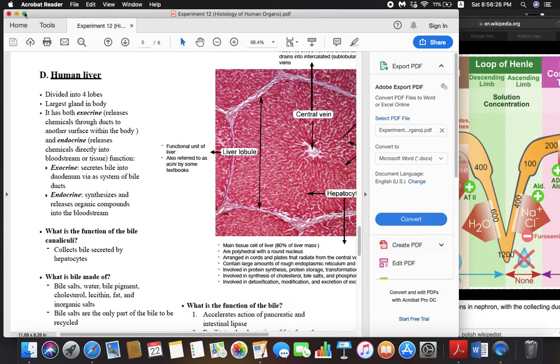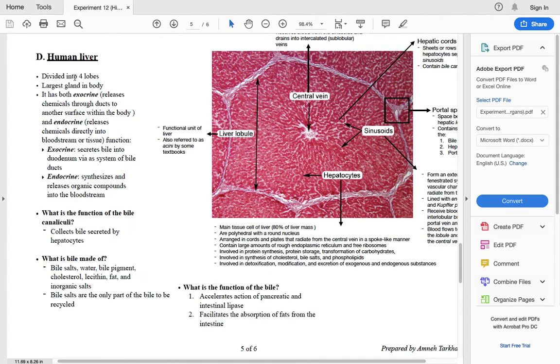Now, when it comes to the liver, we need to know a couple of things. The most important is that it's divided into 4 lobes. I've often seen this question come up, which will be asked directly. How many lobes does the liver have? It has 4 lobes. It's the largest gland in the body.